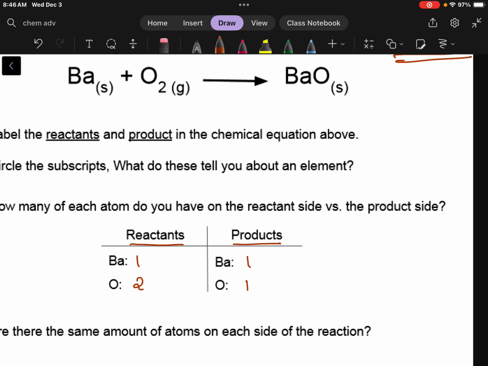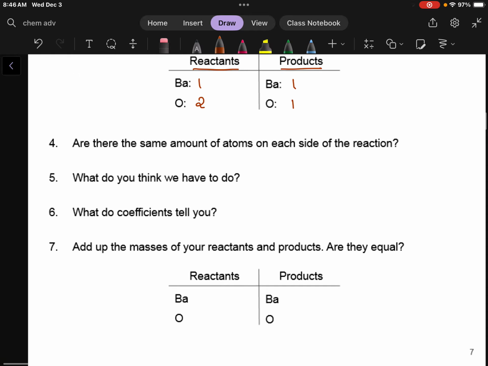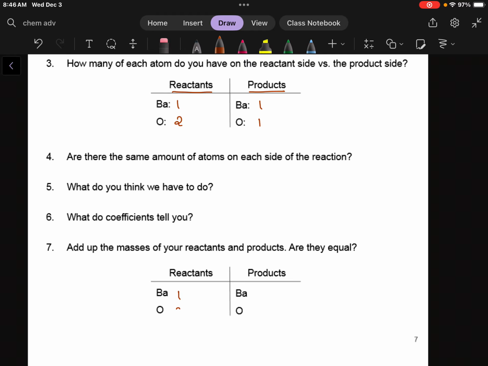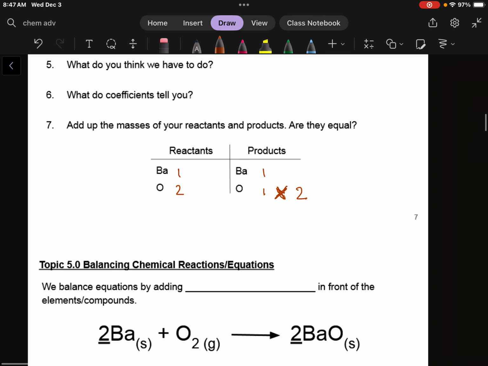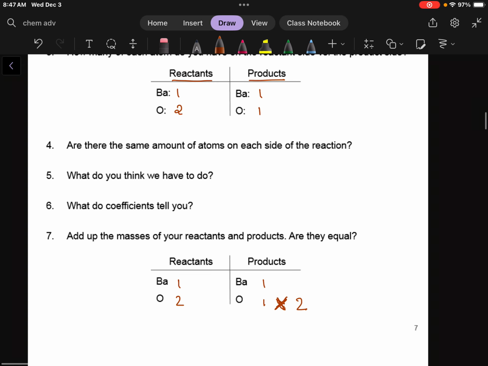So we are not allowed to change the subscript. You can only add a coefficient on the left-hand side. So what I'm going to do, this is 1 and 2, 1 and 1. I'm going to multiply whatever compound has O in it with the 2. Okay, so if you multiply this with the 2, what happened? Oxygen is equal now. What happened to the barium? Barium became 2. So barium also got multiplied by 2.